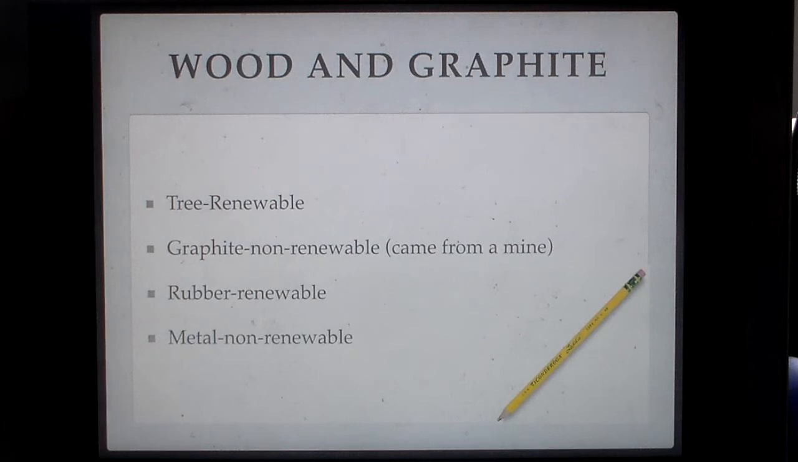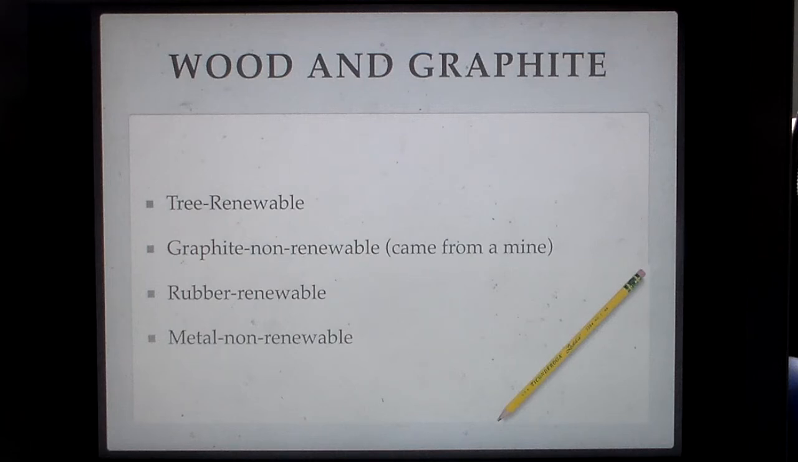Our answers here. The tree provided the wood, so that's a renewable resource. The graphite, that's the thing that you actually write with. It's not renewable. It came from a mine. Somebody dug into the earth to get that graphite. And just so we're clear, no lead. Lead is toxic. We don't put that into pencils anymore.